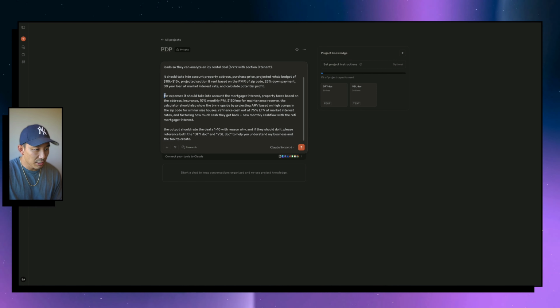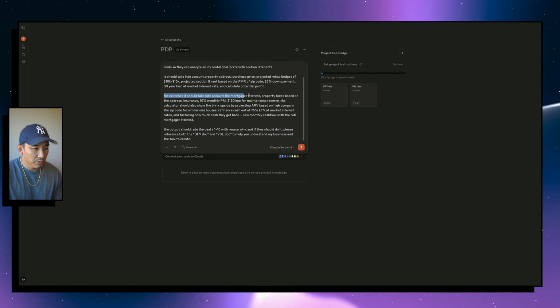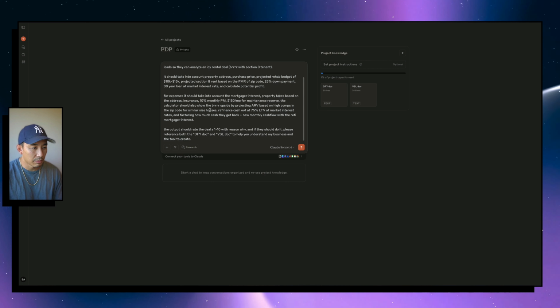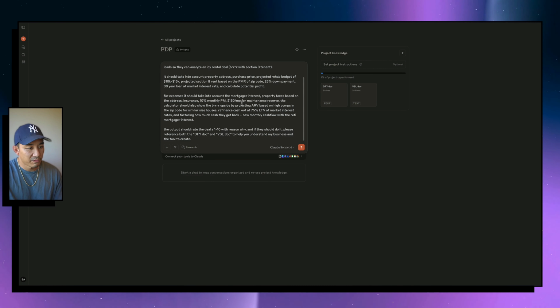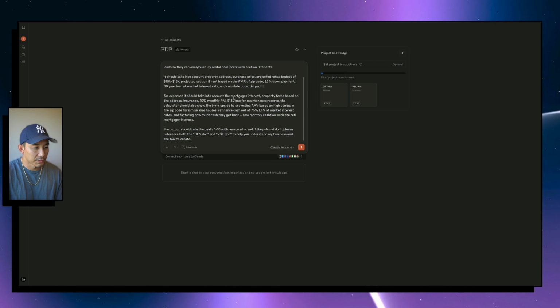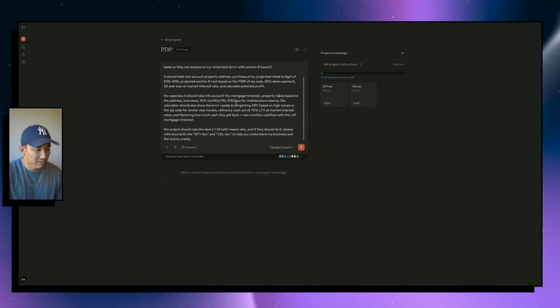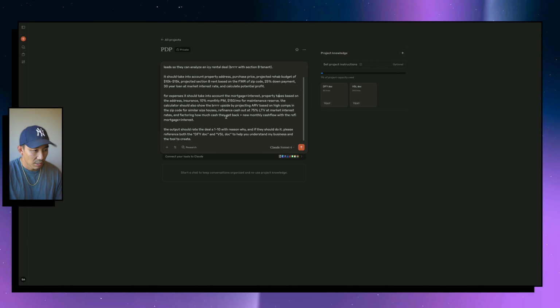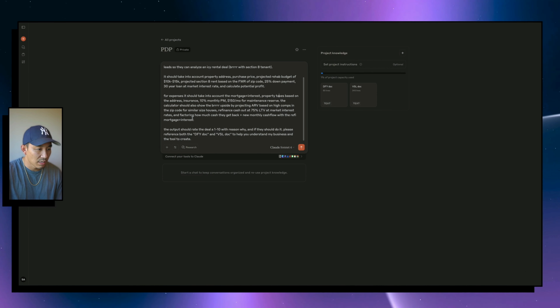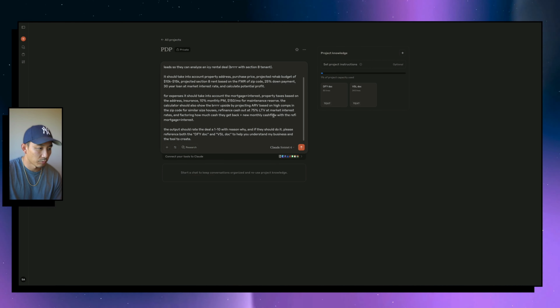For expenses, it should take into account the mortgage and interest, the property taxes based on the address, insurance, 10% monthly property management, $150 a month for maintenance reserves, and the calculator should also show the BRRRR upside by projecting the after repair value based on high comps in the zip code for similar sized houses. The refinance cash out at 75% LTV at market interest rates, and also factoring in how much cash they get back, plus a new monthly cash flow with the refi and the mortgage plus interest.